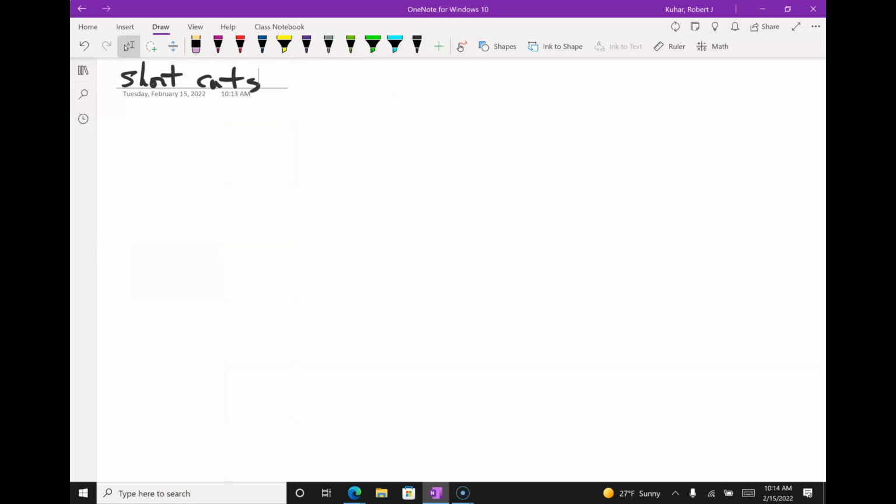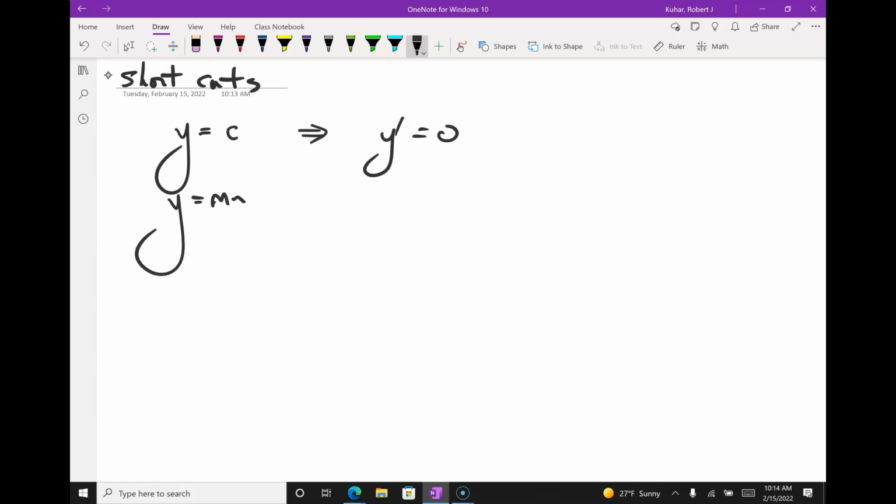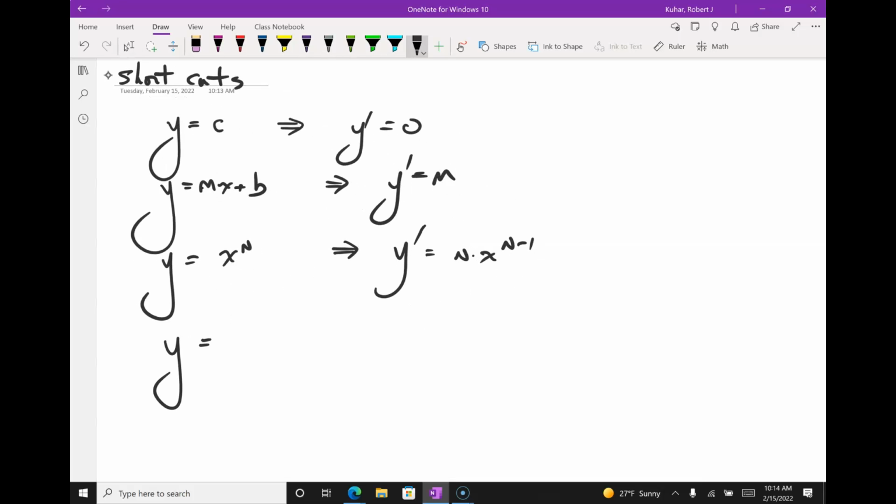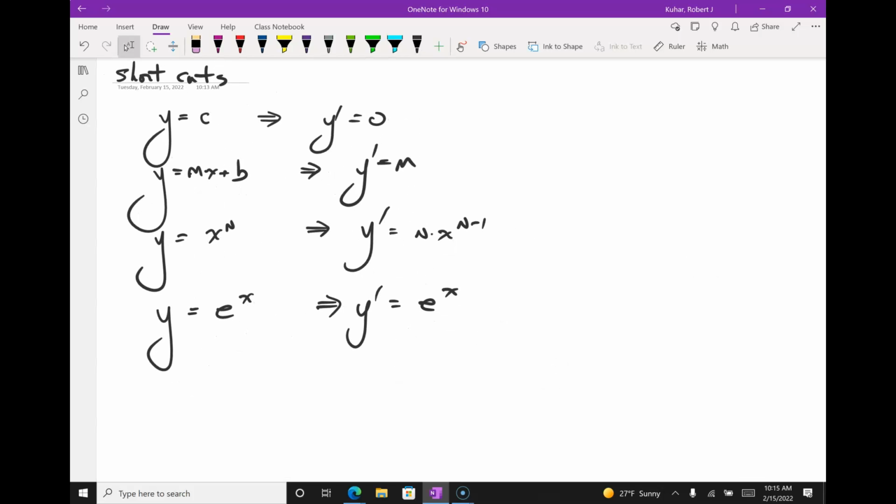What are our shortcuts we know? If y is a constant, then y prime is what? 0. If y equals mx plus b, y prime is just the slope, m, right? The derivative is the slope. If y equals x to the n, y prime is n times x to the n minus 1. If y equals e to the x, y prime is e to the x. And we have all these memorized, right? You're going to have them on your formula sheet, yes? If y equals ln of x, y prime is 1 over x.